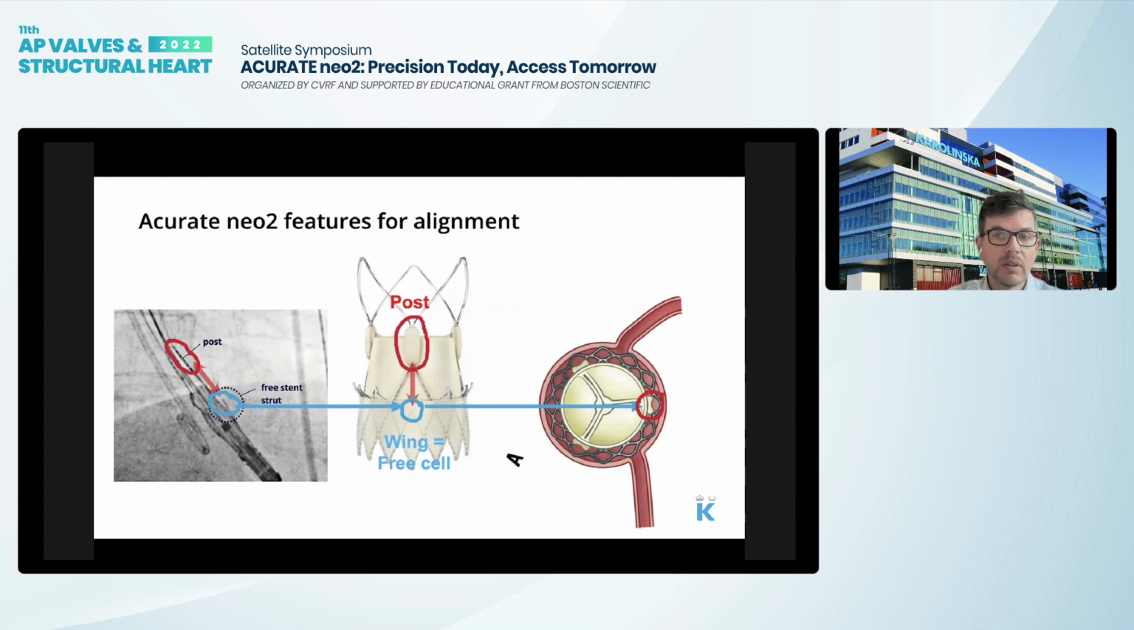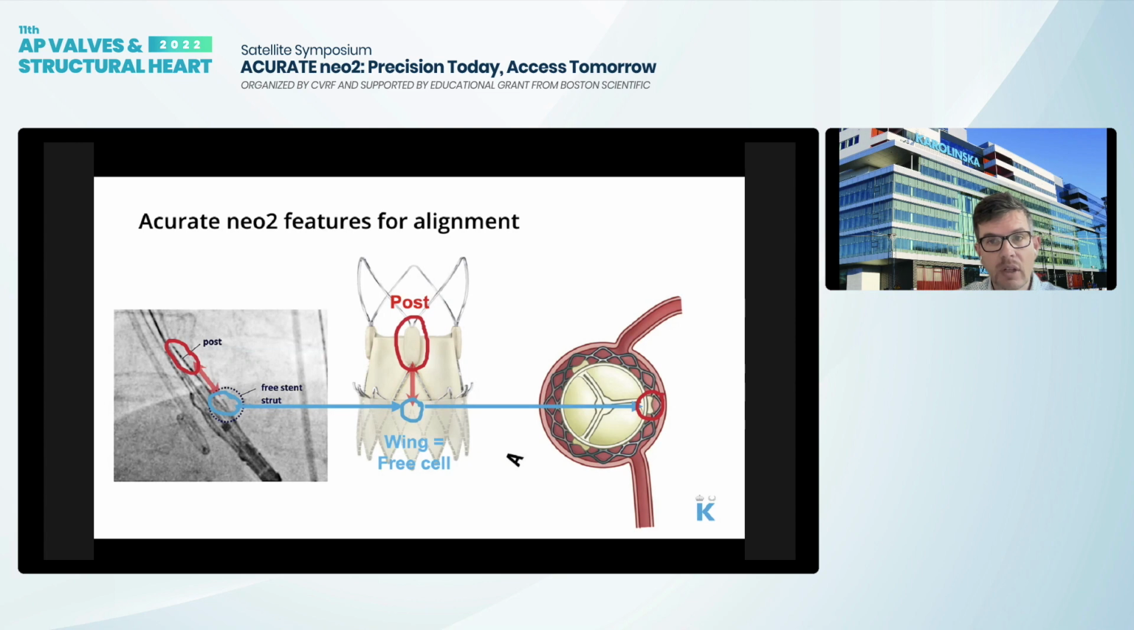This valve system, I think, has some unique features that help us with commissural alignment. To do a good commissural alignment, you ideally need multiple markers on the stent, which are clearly visible on fluoroscopy. This valve is unique in the way that you see the stent posts well. There are 3 of them, and all 3 are visible. And there is also one small unique feature, which is called the wing or free cell, which is more towards the inflow part of the stent. You see it in the left picture, the so-called free stent strut pointing out, and that's visible before the deployment of the valve.